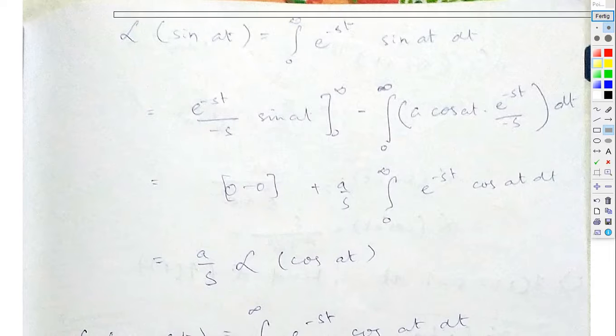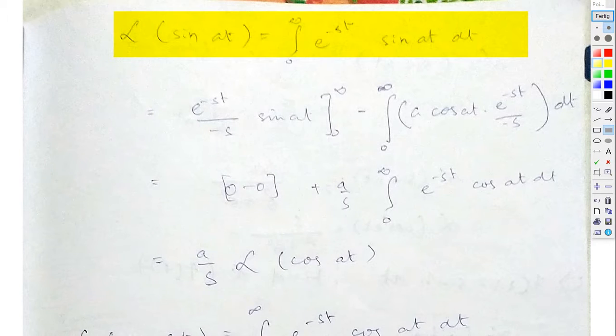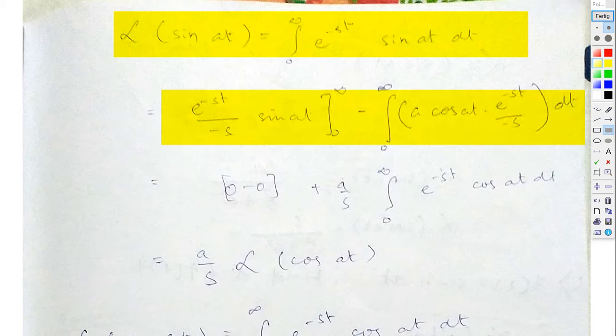The Laplace of sin at equals the integration from 0 to infinity of e to the power minus st times sin at dt. Let's do a simple integration by parts. We integrate the first function, e to the power minus st, and leave sin at as it is, and put in the limits, minus the integral from 0 to infinity of the derivative of sin at times the integral of the first function, by the uv rule.